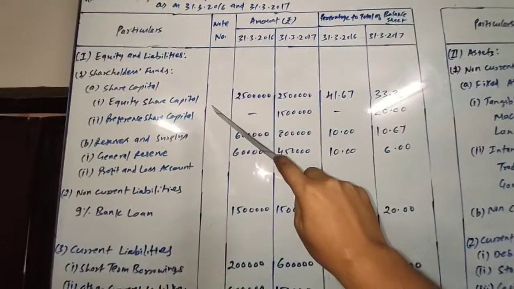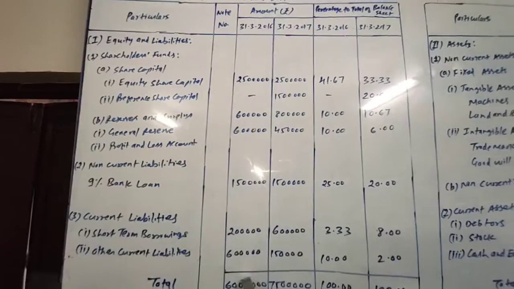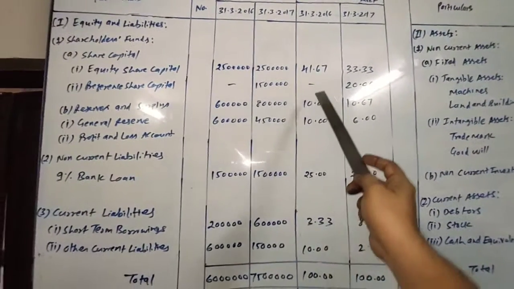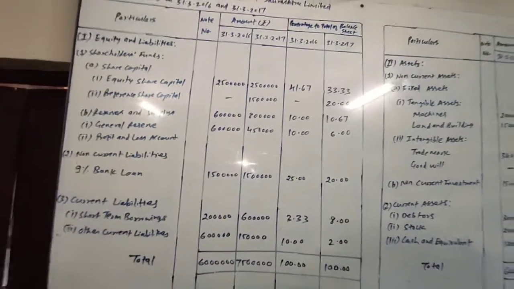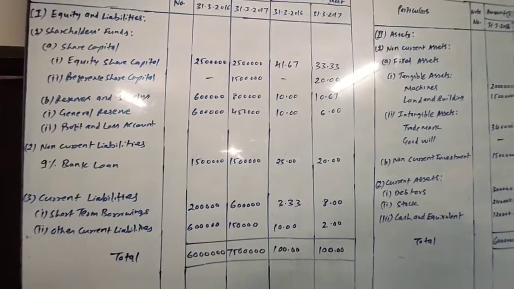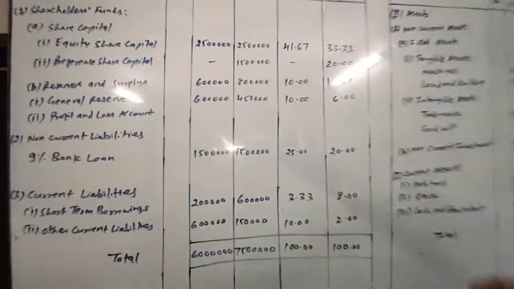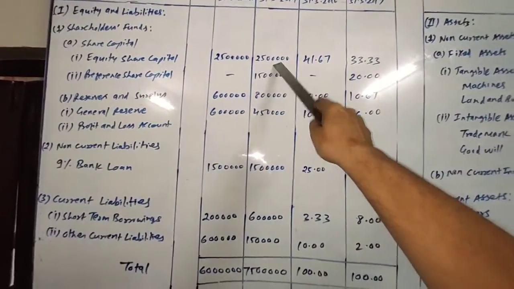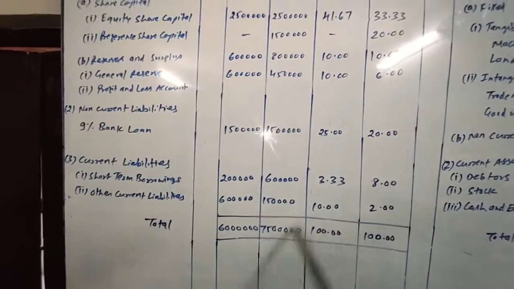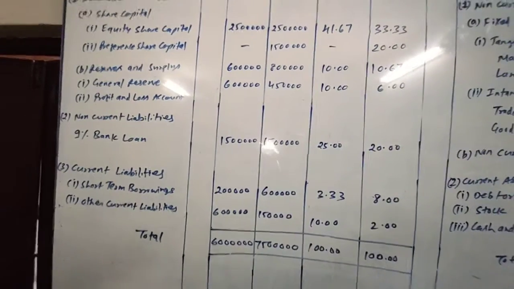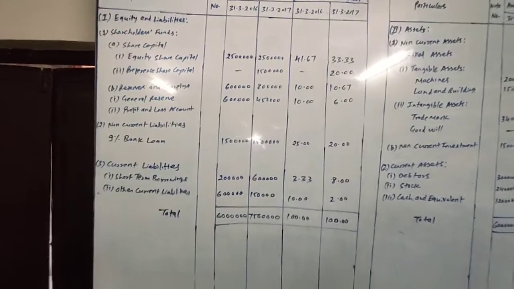Here equity share capital is 25 lakh out of 60 lakh, so 25 lakh upon 60 lakh into 100 will give us 41.67. So the percentage of equity share capital for the year 2016 is 41.67. Let us talk about 2017. It is 25 lakh and 75 lakh. So 25 lakh upon 75 lakh into 100 we get 33.33%.